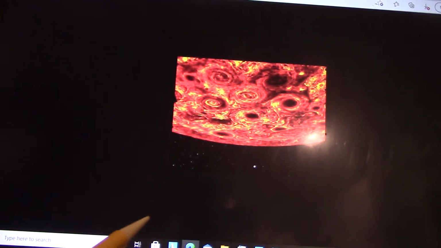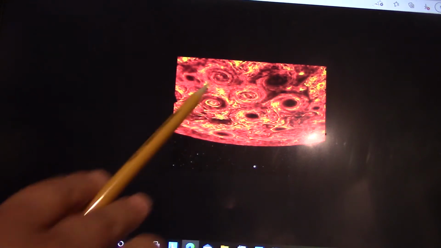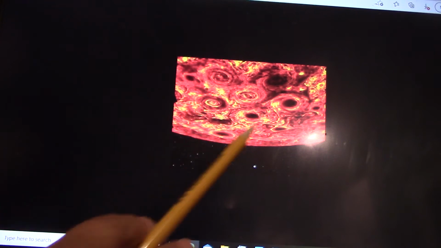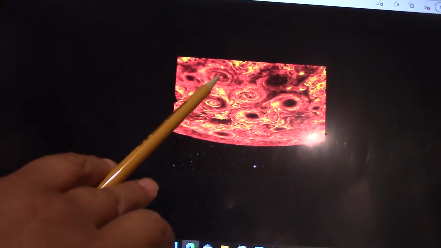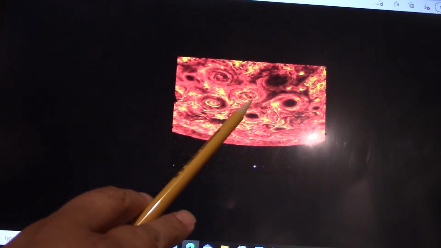Okay, that is Jupiter at the South Pole. So what do we have here? We have 5 points. Now these are big cyclone systems, but it's going to be the same as your points or a 5-pointed star. Here we go, 1, 2, 3, 4, 5, and a center.